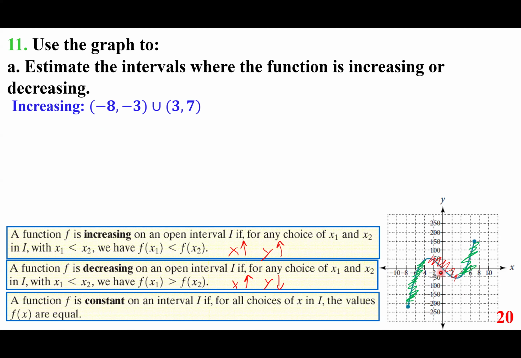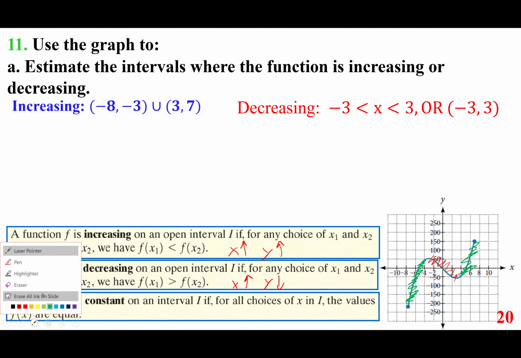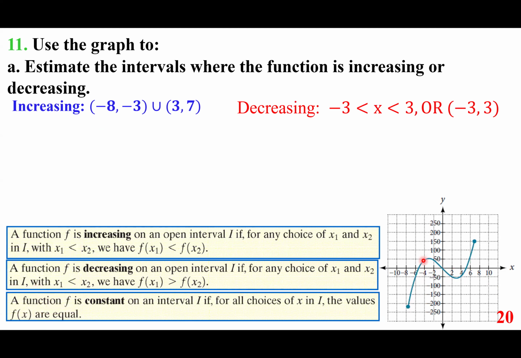And in between, from -3 to +3 is decreasing. I'm going to erase this so it becomes easier to see. So this portion is increasing. The x-coordinate starts from -8, and the x-coordinate for this one is -3, this is +3, and this is +7. So from -8 to -3, union 3 to 7. And you always use parentheses, not brackets, always. And decreasing is here, or you can say x between -3 and 3.